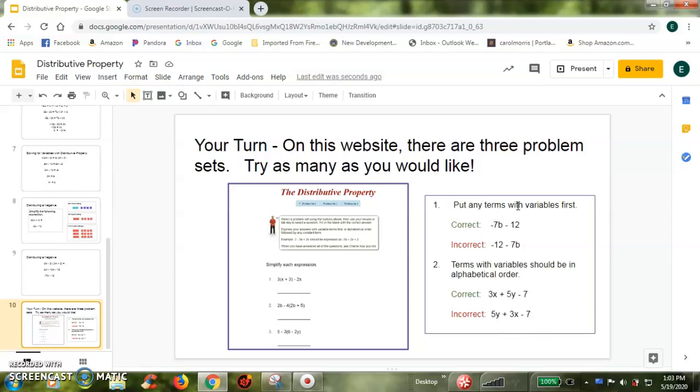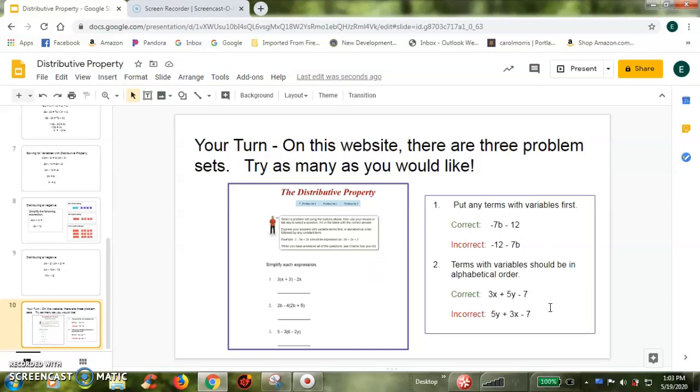So make sure you put any terms with variables first. That is proper mathematical form. The correct way to write this would be negative 7b minus 12. The incorrect way to write this would be negative 12 minus 7b. These are technically the same answer. Technically they're both correct, but this is proper form, and this website will mark it wrong if you don't put it in proper form.